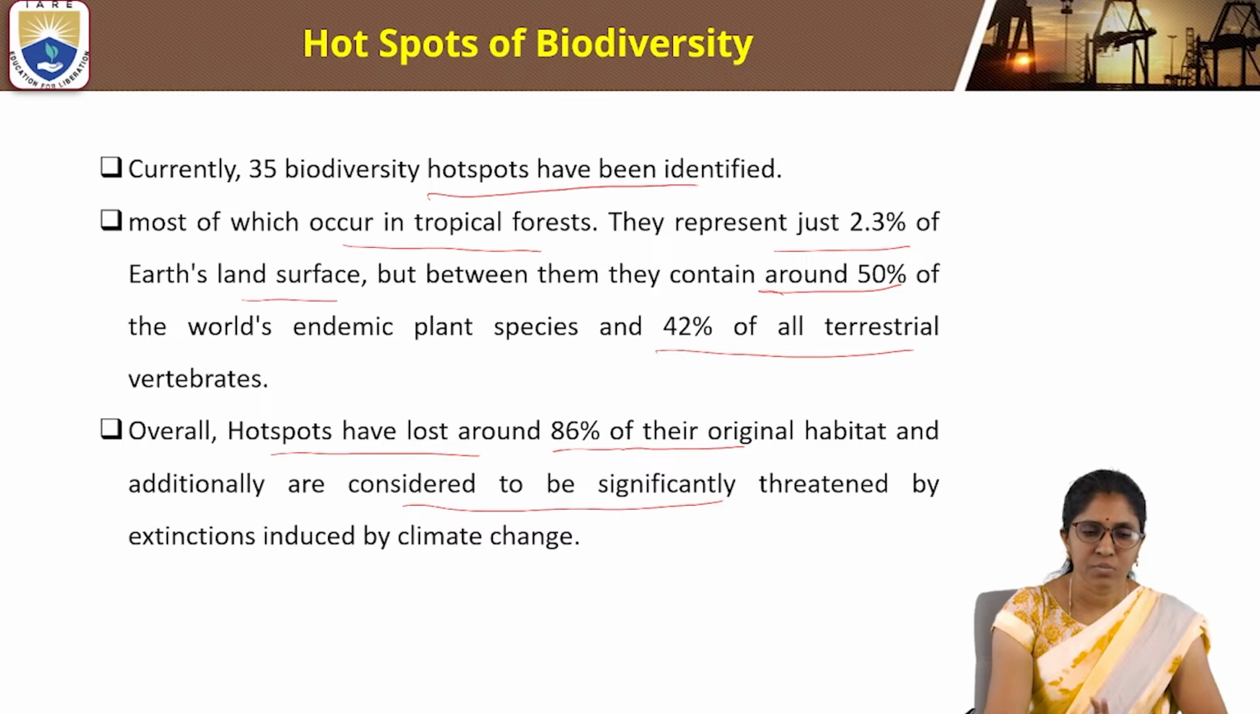So we know that currently 35 biodiversity hotspots have been identified. Most of these occur in tropical forest, and they represent just 2.3% of Earth's land surface. But between them, they contain around 50% of the world's endemic plant species and 42% of all terrestrial vertebrates.